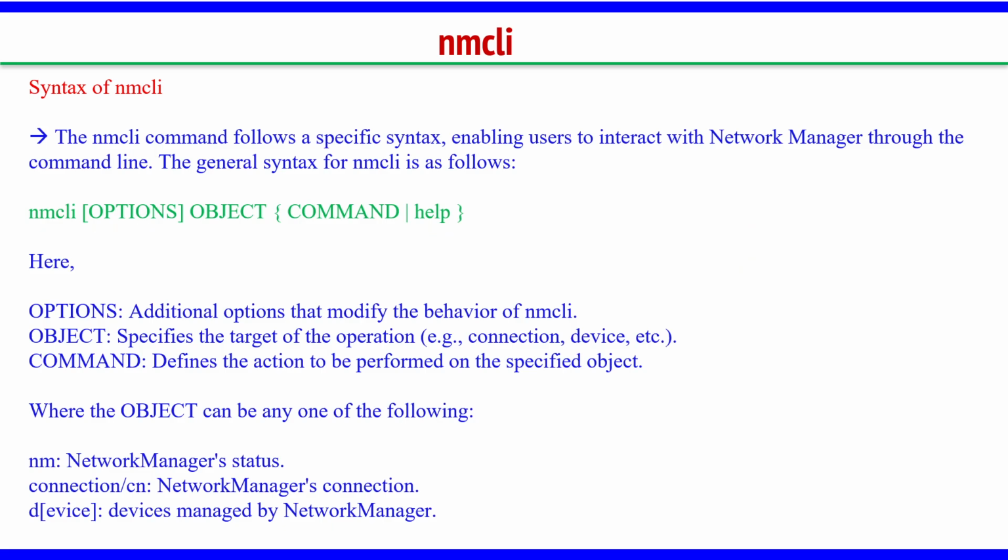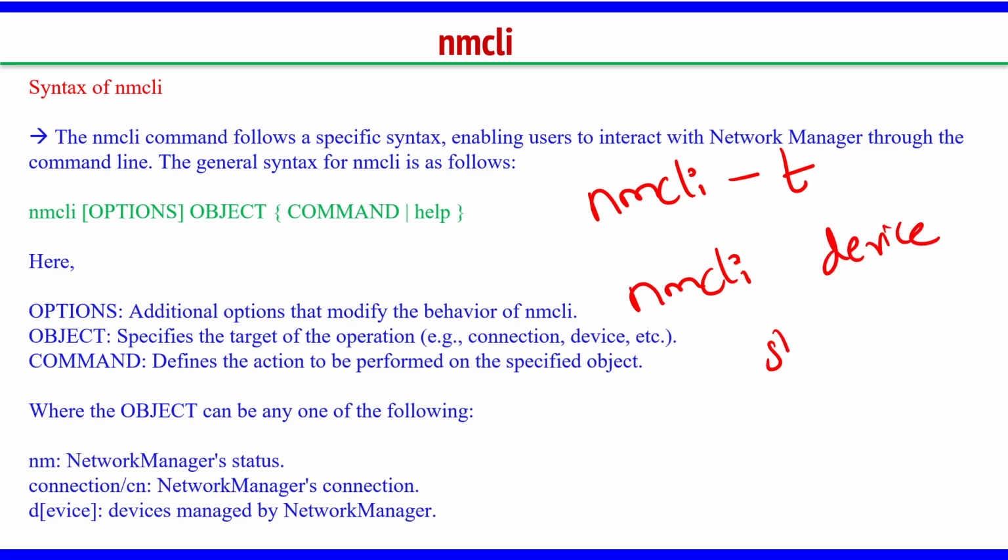We can give a lot of options here in nmcli. We can give nmcli -t, it will help you to show all those connections. Then you can also give the device. Let's say you are connected to LAN, Ethernet, you can give nmcli device show, let's say eth0. This is the name of the Ethernet which you are connecting. So, all the details about this Ethernet connection you can see.